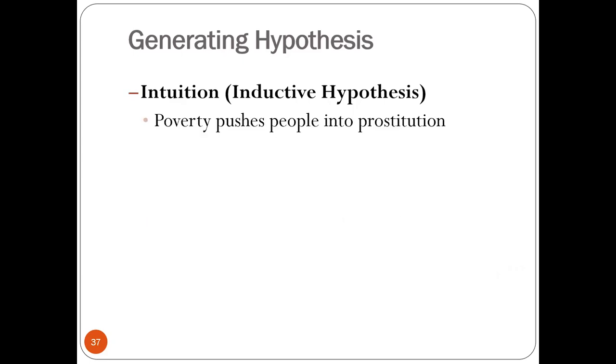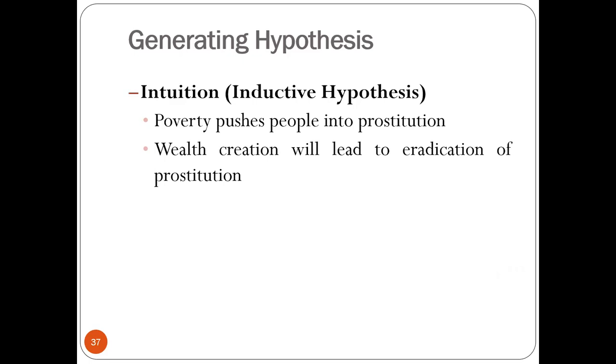So, poverty pushes people into prostitution. This is intuition. So you want to hypothesize that wealth creation will lead to eradication of prostitution. Yes, it's an intuition. So you are trying to establish, and then you must validate that. This inductive reading is coming from your own experience and knowledge, and you want to establish whether there is a fact or not.